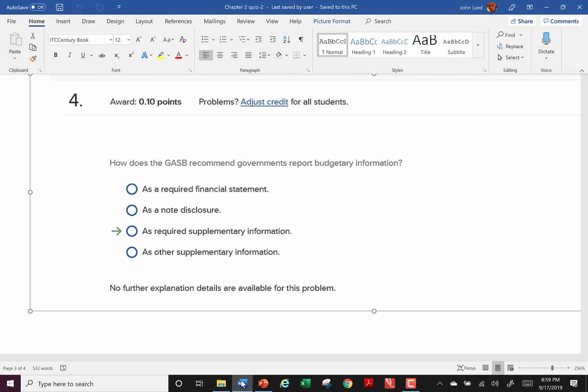Let's take a look at this one. How does the GASB recommend governments report budgetary information? We saw the budgetary comparison schedule, actual to budgeted, final budget, right? Okay, and so that was part of our required supplemental information.